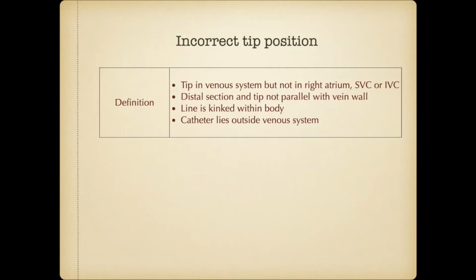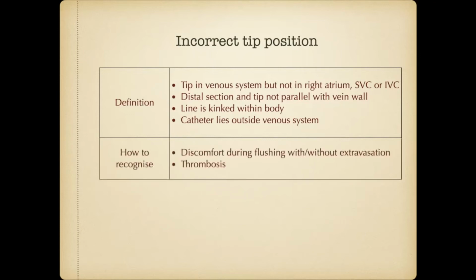Or the line itself being kinked within the body. And of course, if the catheter lies outside of the venous system. So how do we recognize this? During flushing, we feel there is some discomfort for the patient, or we feel it is quite tight to either flush or withdraw blood.